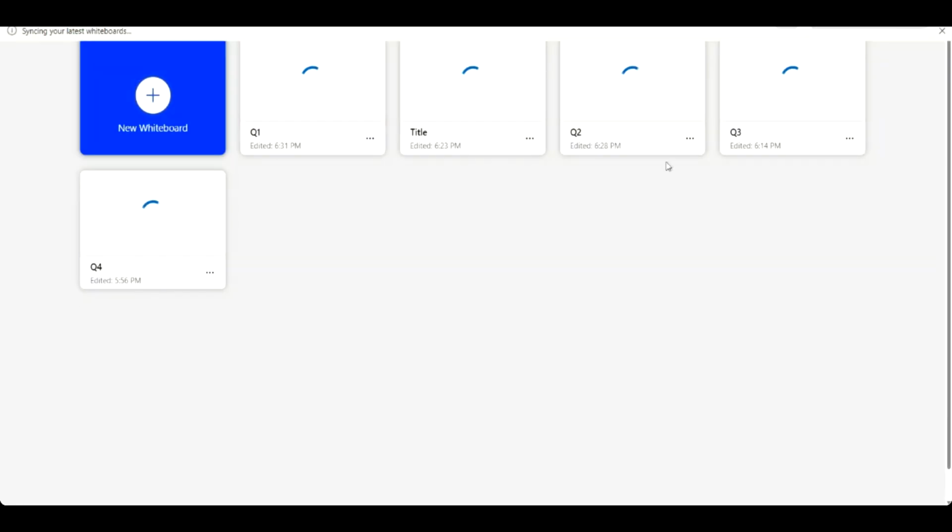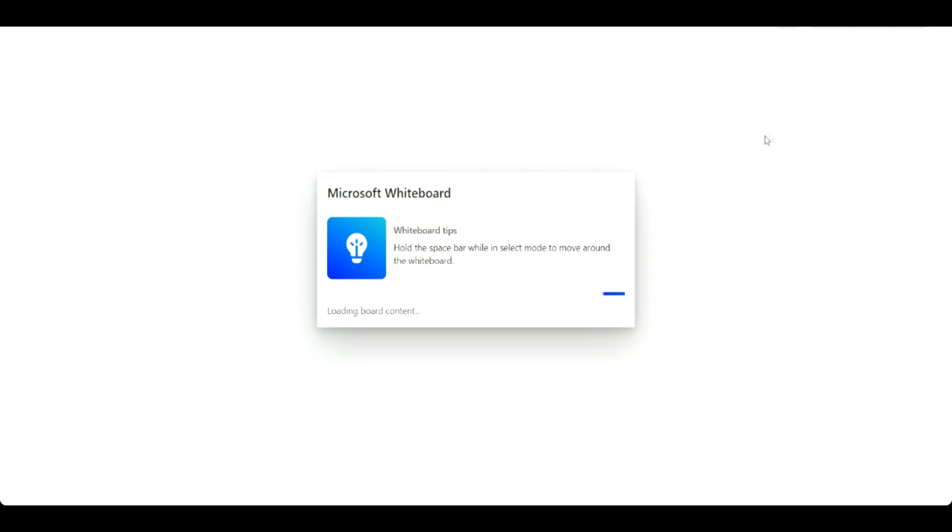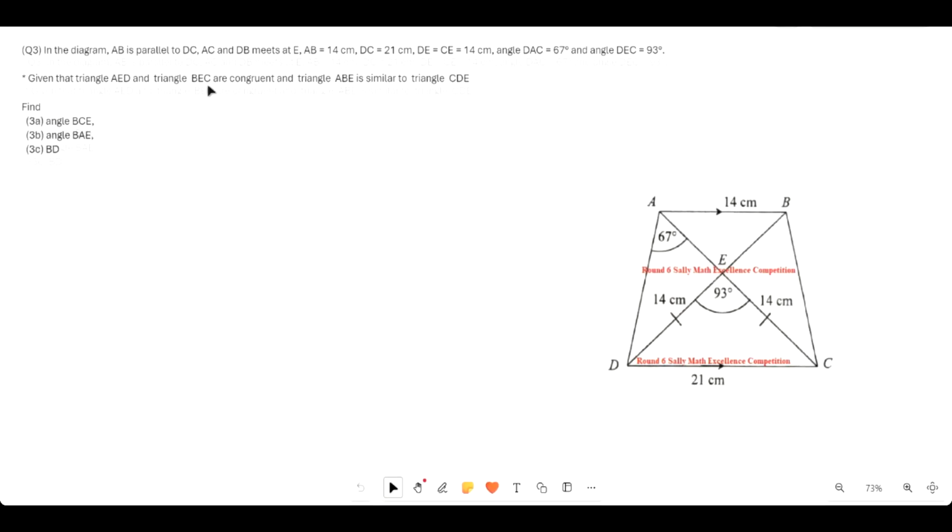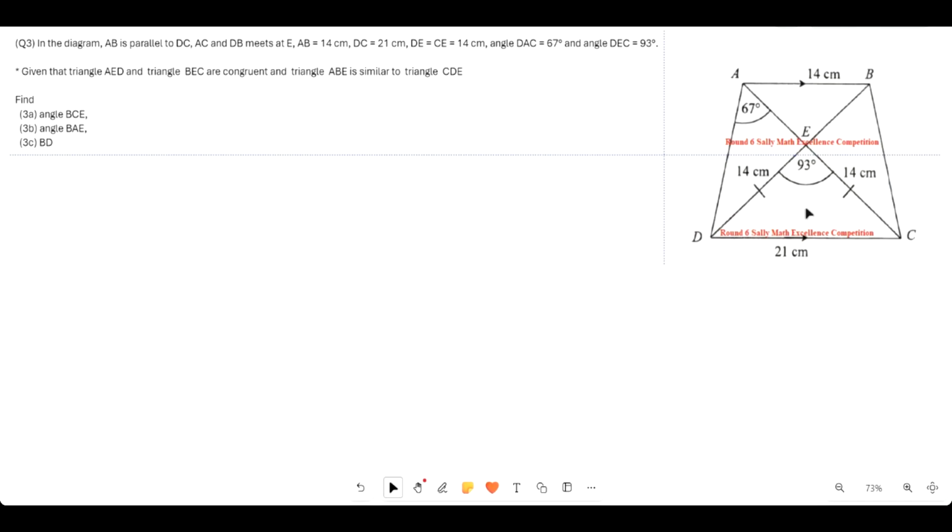Okay, let's go to question 3 now. Question 3, we see a picture here which shows a triangle and some lines. So here are the instructions given. In the diagram, AB, which is line AB, is parallel to DC, which we can see with the arrows here. AC and DB meet at E, which is the center point. AB equals 14 cm and DC equals 21 cm, which is written here. DE equals CE. So here the length is the same, 14 and 14.